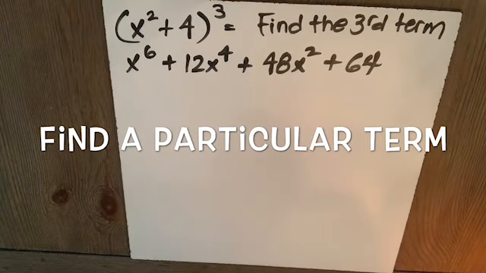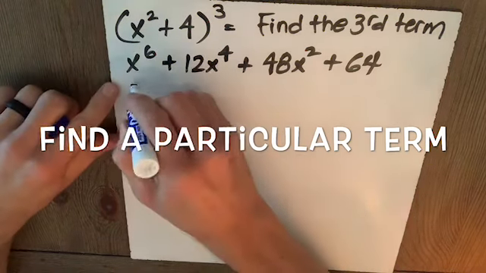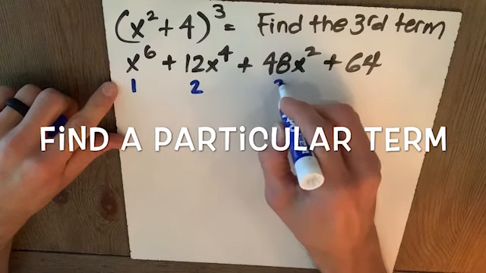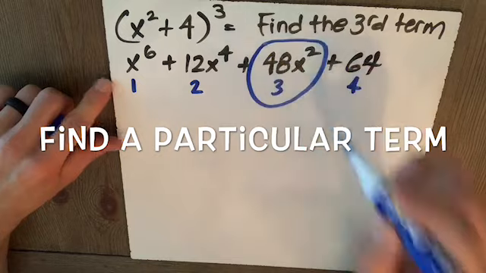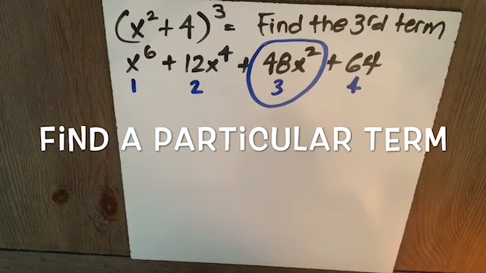If, in the last example, you were asked to find the third term in the expansion of (x squared plus 4) to the third power, you could expand the whole thing like we did and say, well, this is the first term, this is the second term, this is the third term, this is the fourth term. So here is the third term. And that works.